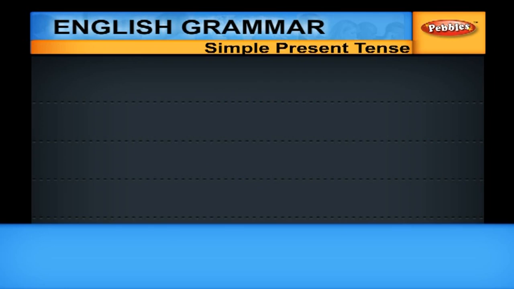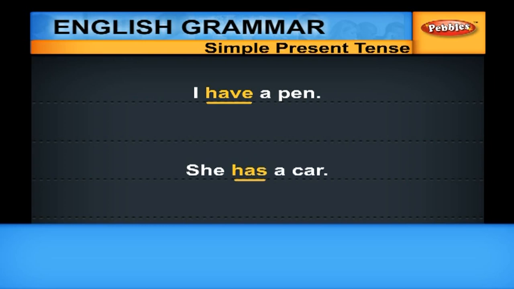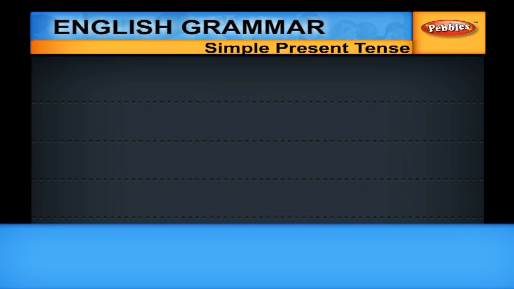Similarly, we can say, I have a pen. She has a car. Here, you are using an auxiliary verb as a main verb. When the noun is in the plural form, you have to use the base form of the verb, that is V0 form. If the noun is singular, you have to use VS form. That is, you have to add S to the base verb.